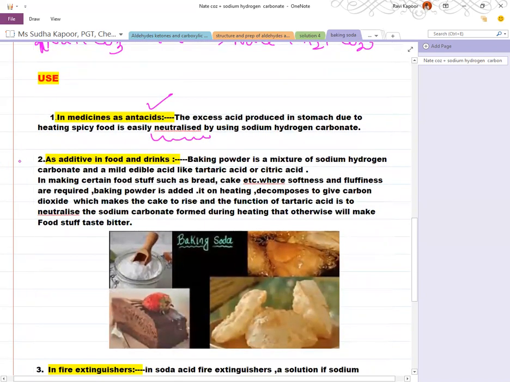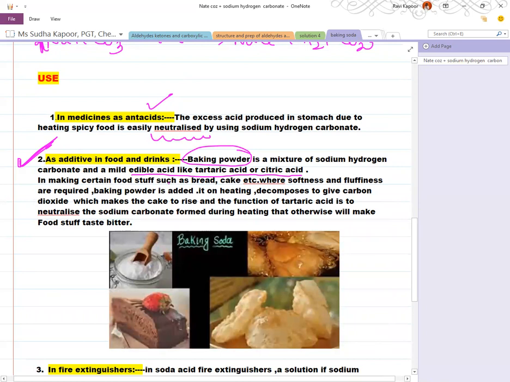The other very important role is in the bakery industry, where it is used in food and drinks in the form of baking powder. Sometimes a question comes up: what is the difference between baking soda and baking powder? Baking powder is a mixture of baking soda along with a mild edible acid like tartaric or citric acid. For foodstuffs such as bread and cake, which need to be soft, fluffy, and porous, we use baking powder instead of baking soda directly.